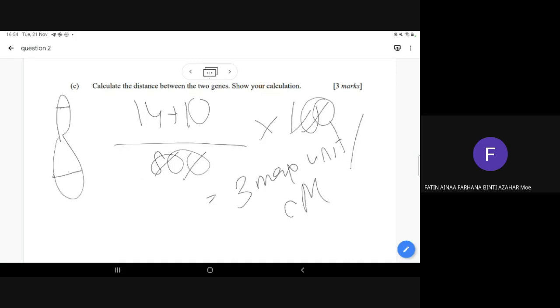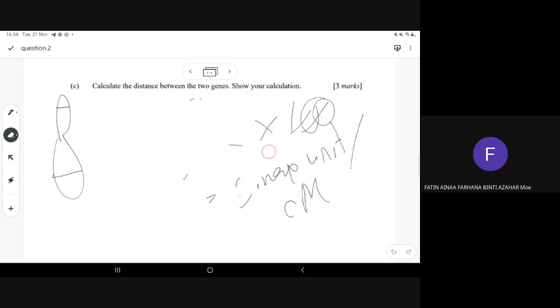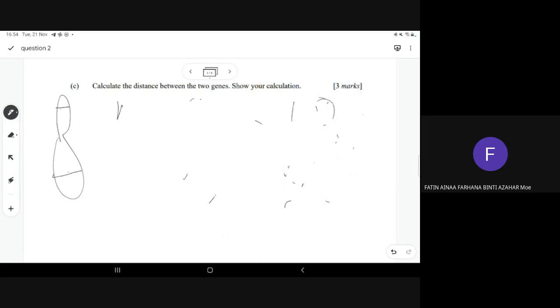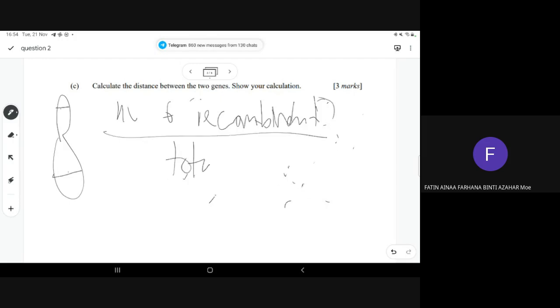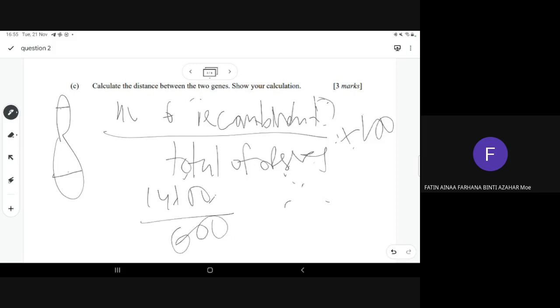Baik, tulis. So write down, kalau kat sini contohnya, tulis ni. Bagus soalan awak tu, very good question. Alang-alang kita nak tulis jawapan, kita tulis dulu formula dia apa. So formula dia ialah number of recombinant bahagi total of offspring times 100. Lepas tu baru masukkan 14 tambah 10 bahagi berapa, 600 tadi tu, darab 100. I think it's 800. Dapat 3 peratus.